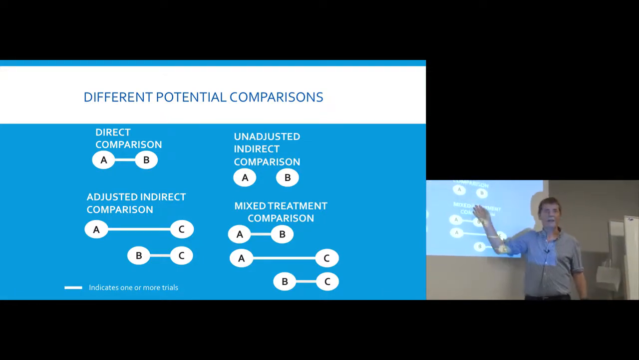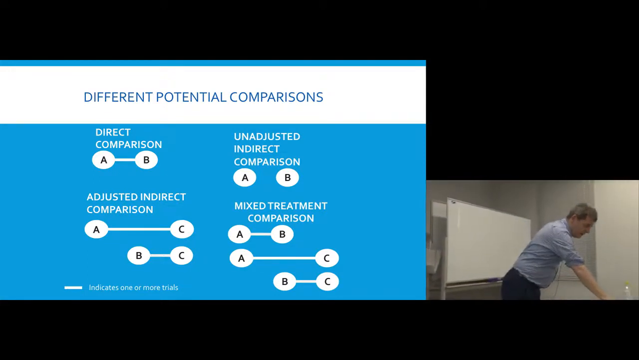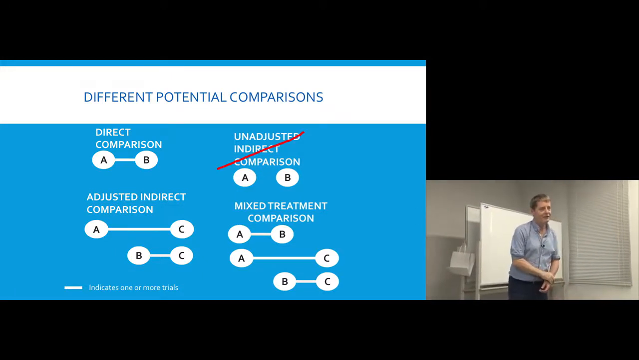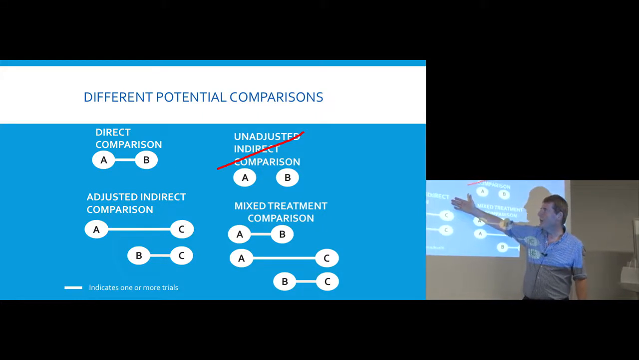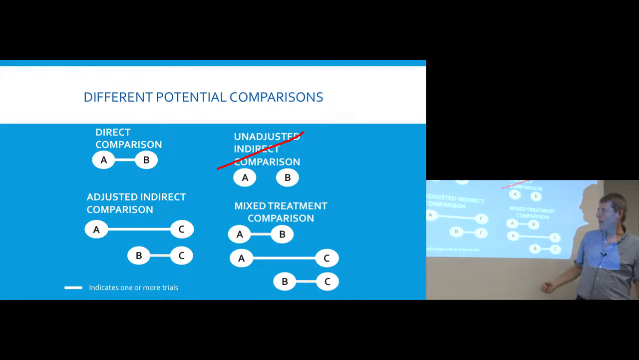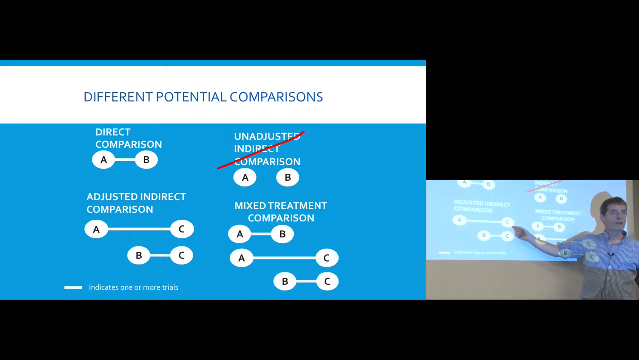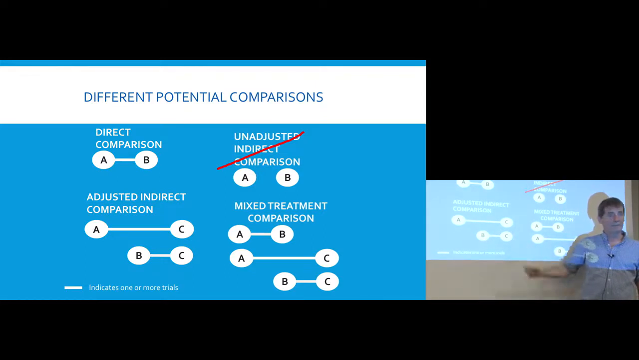So this sort of comparison is not to be thought of. Think of it in the sense of it's something not to do. On the other hand, you might have what's called an adjusted indirect comparison. So you may have a trial that compares treatment A with treatment C, and another trial that compares treatment B with treatment C.